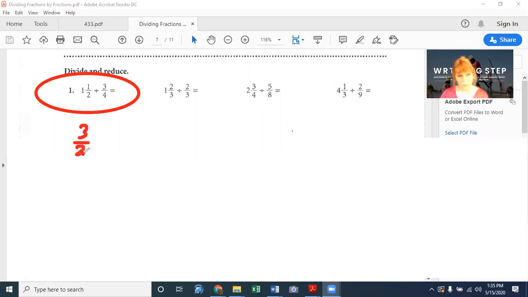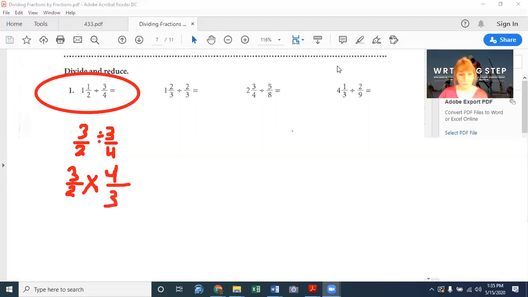Top number is 3, divided by, and I'm just going to keep doing it one step at a time here at the moment, divided by 3/4. Okay. Now that I have that step done, now I am going to keep change flip. I'm going to keep my first fraction as 3/2. I am going to multiply, change my sign, and I'm going to flip or use the reciprocal of 3/4, which is now 4/3. And now I am almost done.